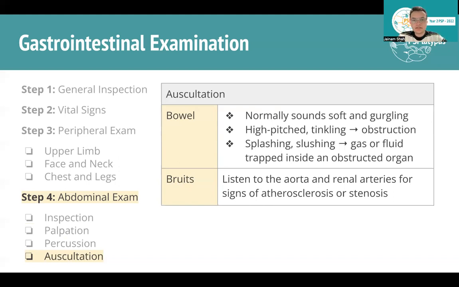And then finally, bruits. You listen for aortic bruits, again, 2 or 3 centimeters above the umbilicus. And then you listen to the renal arteries for any bruits, and those are on either side of the umbilicus. These can be signs of potentially atherosclerosis, which is causing turbulent flow through the arteries. Or you can have stenosis, and particularly renal artery stenosis is one of the potential causes of hypertension. We'll discuss that more in renal anatomy, but it's a potential cause of someone having chronic hypertension.